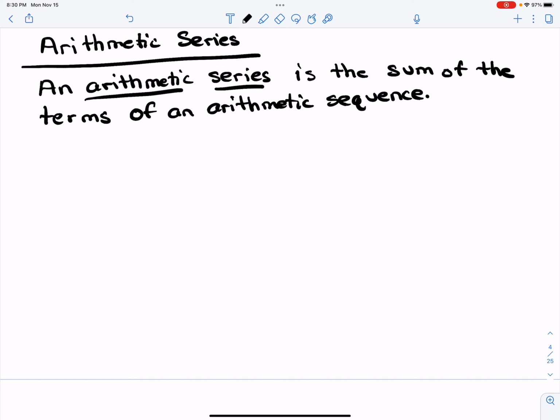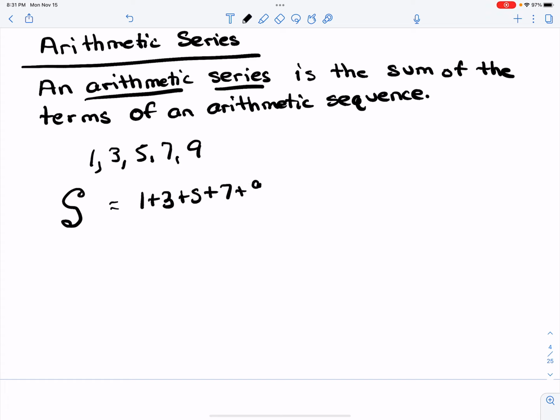Okay, so earlier we had our sequence 1, 3, 5, 7, 9. So if we wanted the sum, you could probably just see a capital S. So if we wanted the sum of that, you would add those up: 1 plus 3 plus 5 plus 7 plus 9. You get 25.